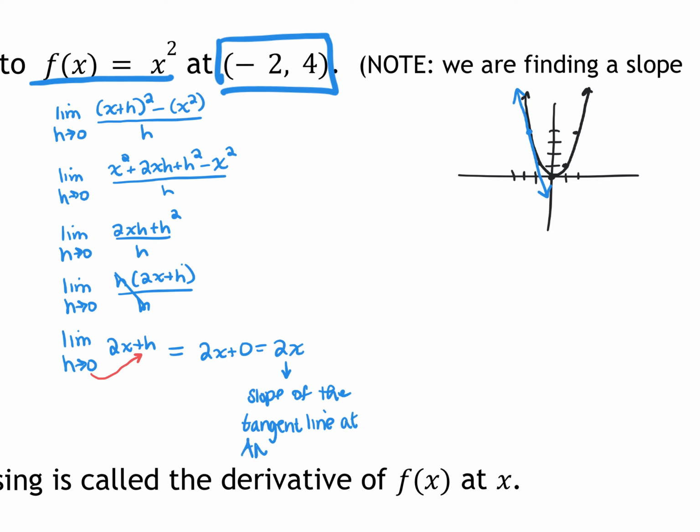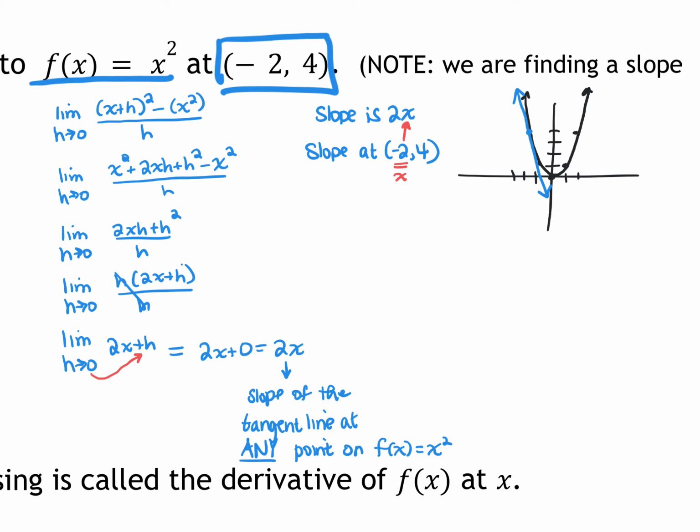at any point on f of x equals x squared, okay? So no matter what point I pick, I can find the slope of the tangent line. Now, I gave a specific point, the point -2, 4. So here's how we're going to use that. We have the slope given by the function 2x. Well, in order to find the slope at the point -2, 4, I can take my x value and plug it into my formula for slope.